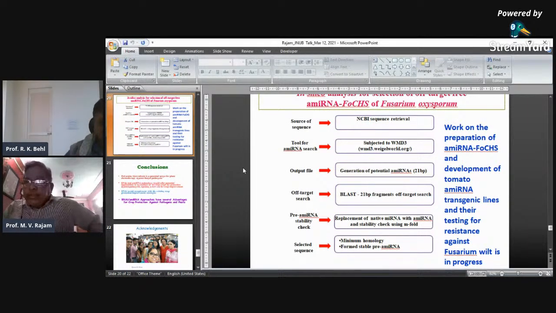We then selected one potential artificial microRNA generated through the software and replaced the native microRNA duplex region with the sequence of our interest. The stability of this artificial microRNA was also checked by M-fold. This exercise is very important to rule out any off-target effects. We have already custom synthesized the artificial microRNA harboring the chitin synthase gene of Fusarium. Right now, work is in progress on the preparation of the artificial microRNA to target chitin synthase of the fungus, and later we'll go for development of tomato artificial microRNA lines and test them for resistance. Next, please.